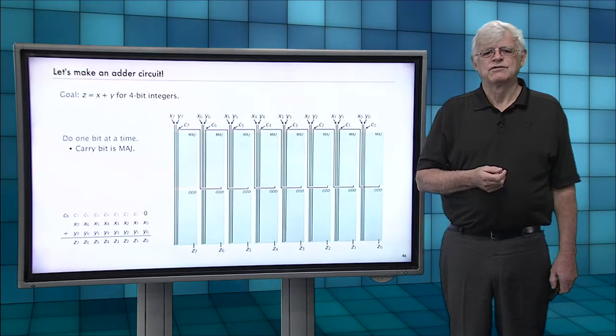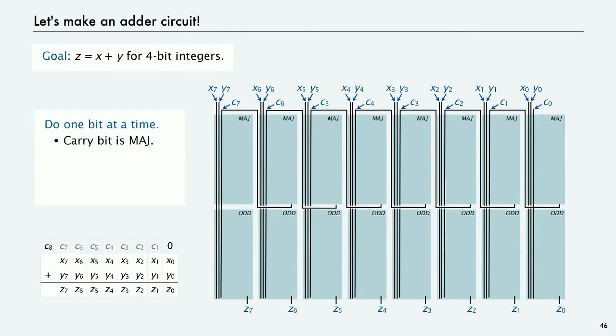And that's what this does. At the top is a majority function for each bit. At the bottom is an odd parity function, or the sum, for each bit. Both of those functions take 3 inputs. The 3 inputs are our input bits, x and y, and a carry bit. The carry bit comes from the circuit to the right.